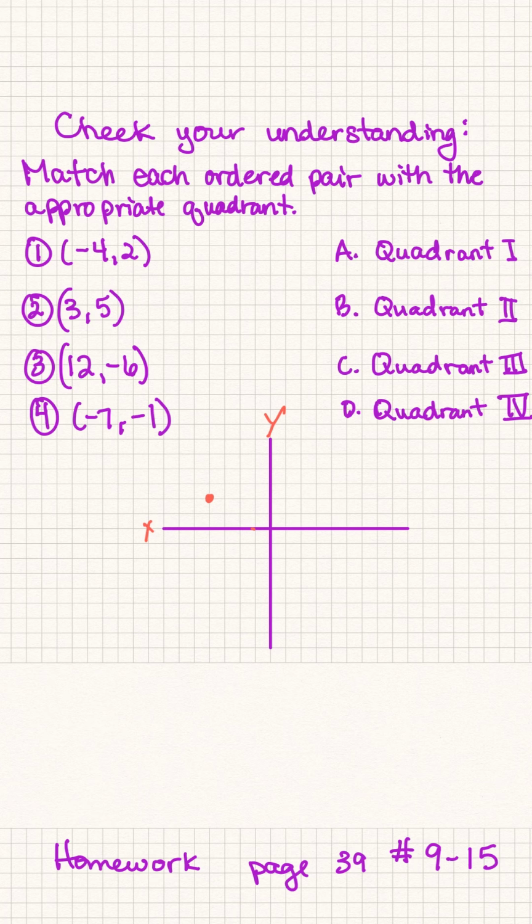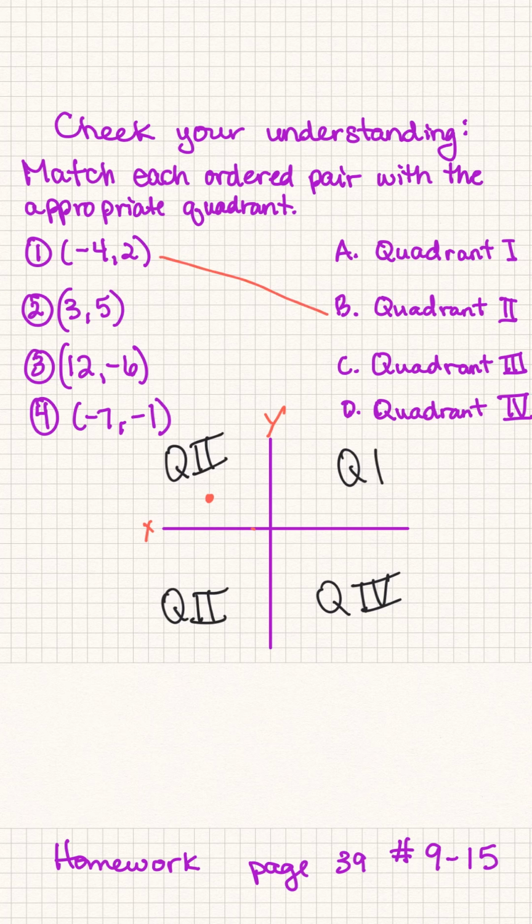Let's label the quadrants first. Quadrant 1, quadrant 2. These are Roman numerals. Quadrant 3, quadrant 4. The Roman numeral 5 is just a V. This means 1 before 5. That's why it looks like that for 4. So where's this one? Quadrant 2.